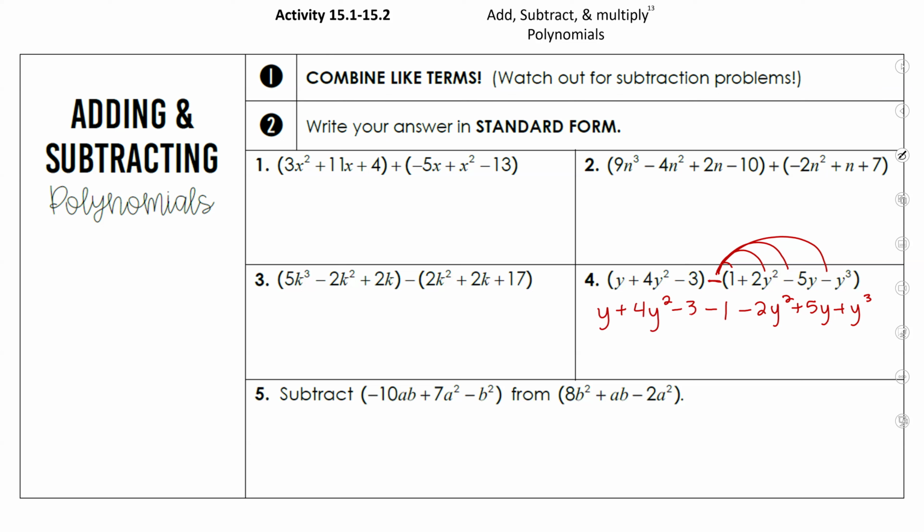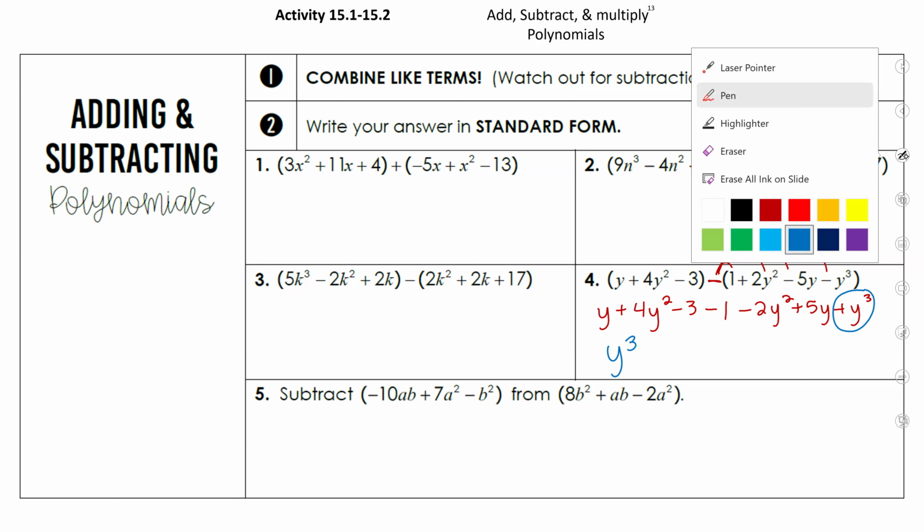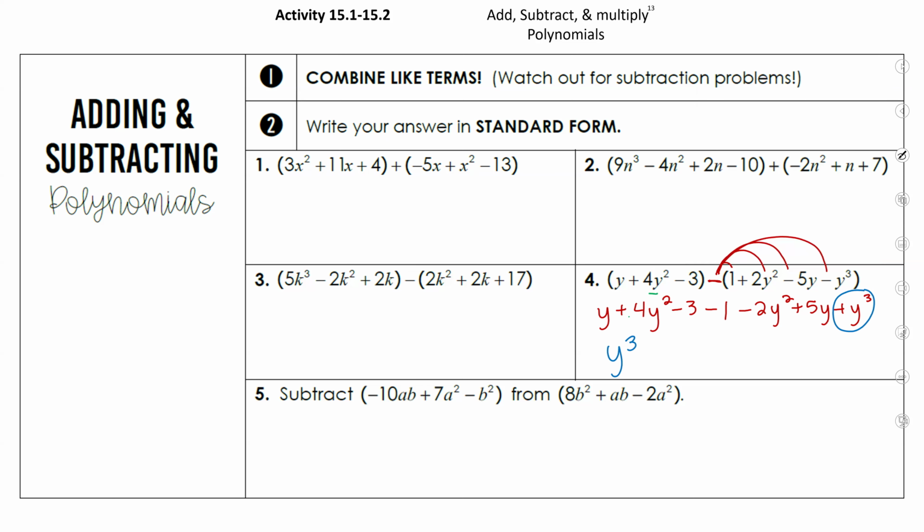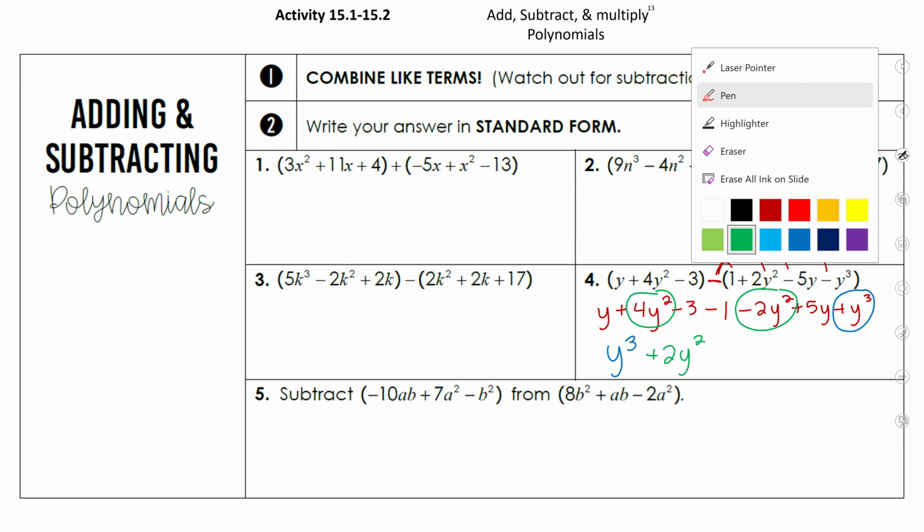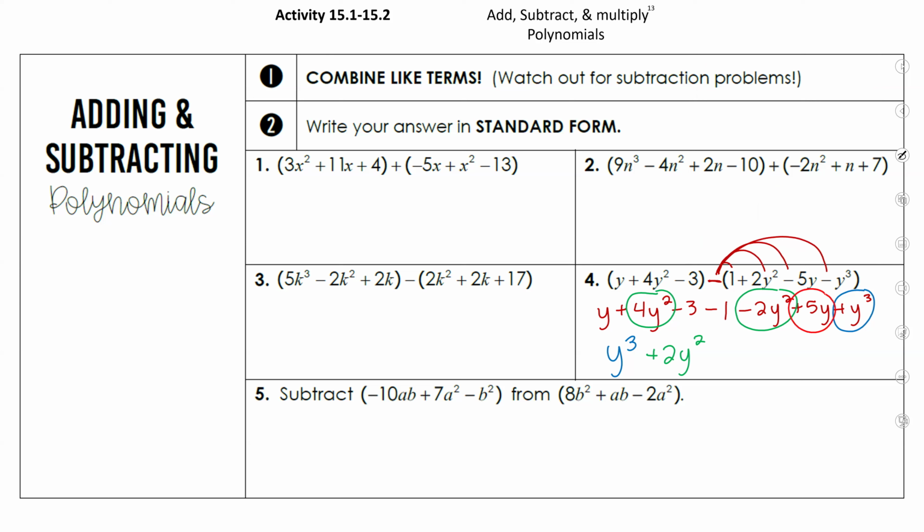Okay, now we'll just combine like terms. So the highest exponent is the cubed, so that will go first. The next highest exponents are the squared terms. So I'm going to combine the squared terms. A positive 4 and a -2 is a positive 2y squared. The next highest degree is the 5y and the y. Together, that is 6y.